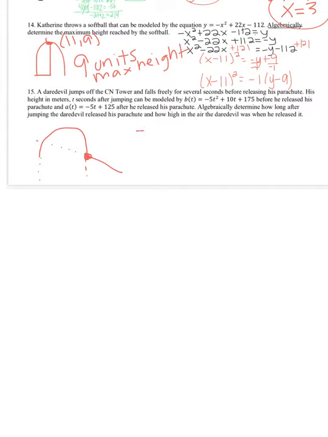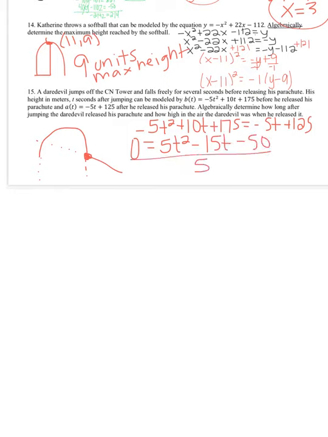So we're going to set them equal to each other because they're both y equals. So negative 5t squared plus 10t plus 175 equals negative 5t plus 125. I'm going to bring everything to the right side just so that my t squared ends up being a positive. Negative 5 minus 10 is negative 15t. And then we have minus 50. Everything is divisible by 5, so I'm going to take that out. So I'm left with 0 equals t squared minus 3t minus 10.